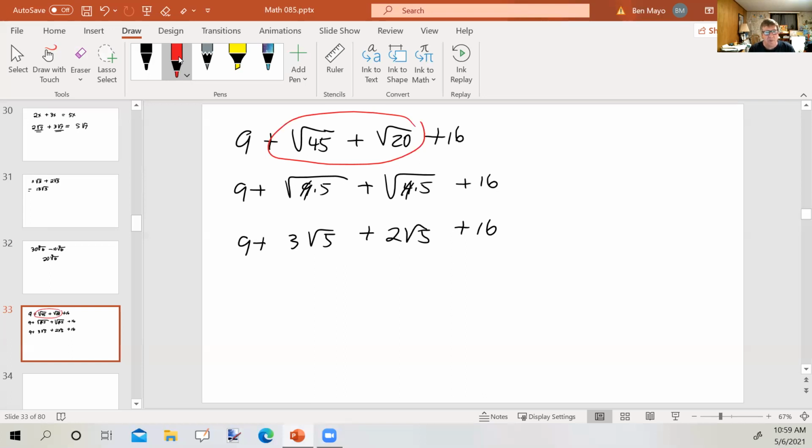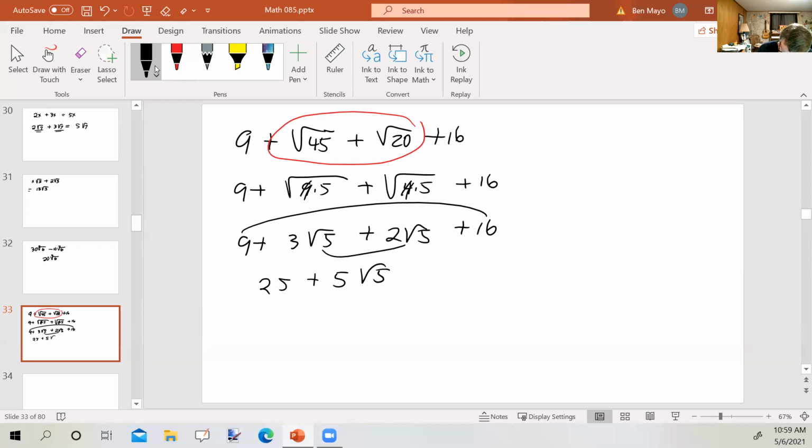So these two radicals at first did not appear to be alike. But once we simplified both of them, the radicand left inside, they were the same, so we can now combine them. So we're going to take the whole numbers, 9 plus 16 is 25, plus the like radicals, 5 square roots of 5, and there's our final answer.